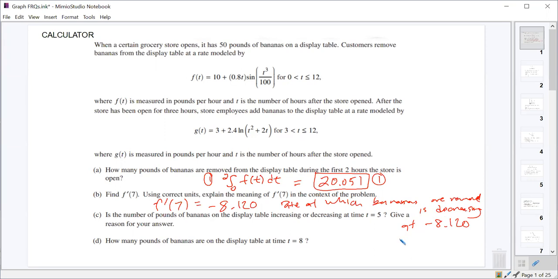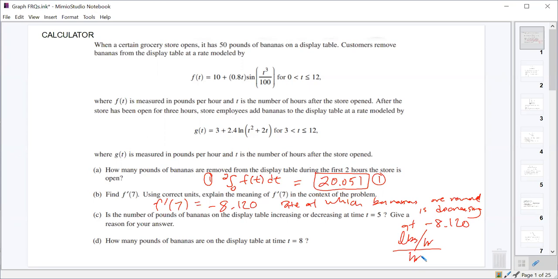Should be pounds per hour, or pounds per hour squared would be fine also. Pounds per hour. Everybody good at home with that? Zoom, are you good with that? Everybody here is good with that?